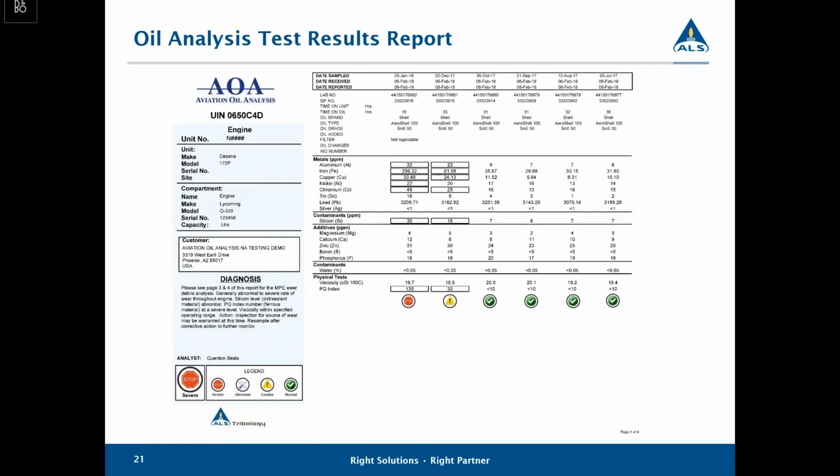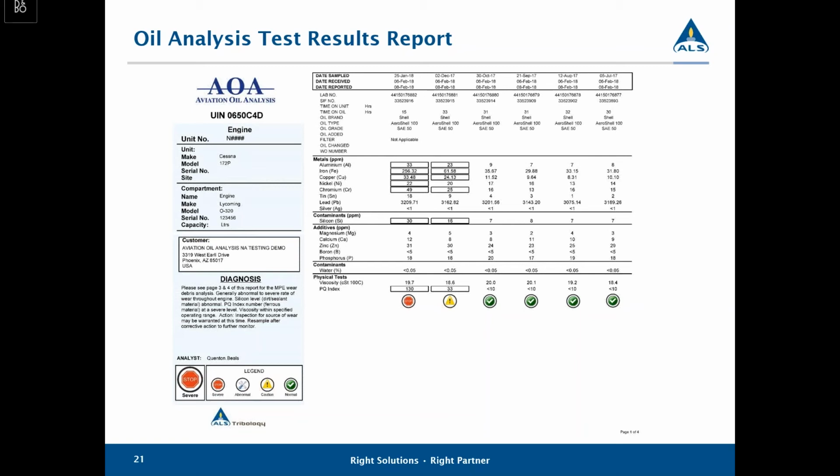This is what our test report looks like. This is for our comprehensive test package. So as you can see, on the left-hand side, there's going to be your N number. There at the very top is going to be the UIN number that I described. So there's the UIN for the engine, that engine sample point itself. The N number is going to be listed as the unit number, and then there's going to be information about the aircraft, its make and model, what engine is in there, what serial number. If there's a known capacity, we can enter it in there as well. And then your customer information will be listed.